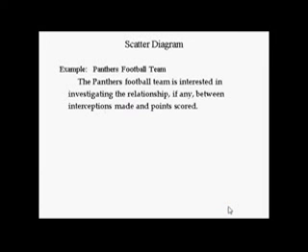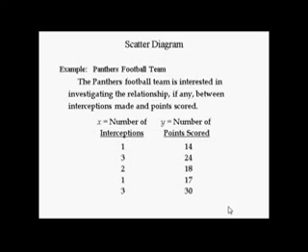The example below will be used to generate a scatter plot of the Panthers football team's interceptions and points scored. When the Panthers have one interception, they scored either 14 points as a team, or they scored 17 points as a team. When they made two interceptions, they scored 18 points as a team. When they had three interceptions, they scored 24 points as a team and 30 points as a team.